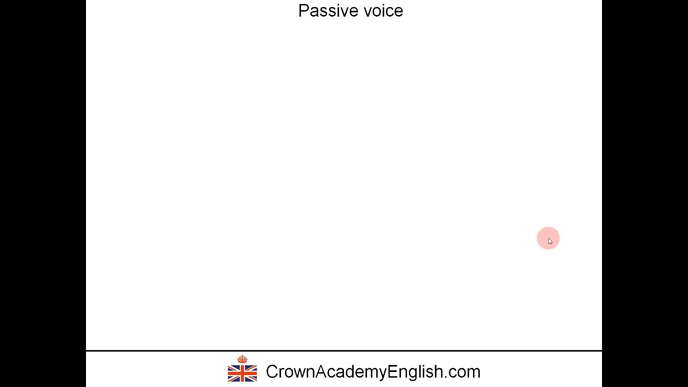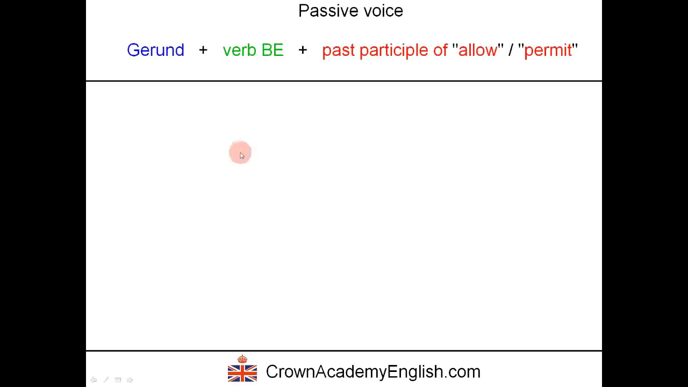Now, the passive voice. Allow and permit, we very often use it in the passive voice. Okay, it's very, very common. The passive voice is more common than the active voice for these two verbs. And we have two common structures in the passive. This is the first one. Gerund followed by the verb be, followed by the past participle of allow or the past participle of permit. So the gerund, this is an ing form of a verb. So this is the ing form of a verb acting as a noun.